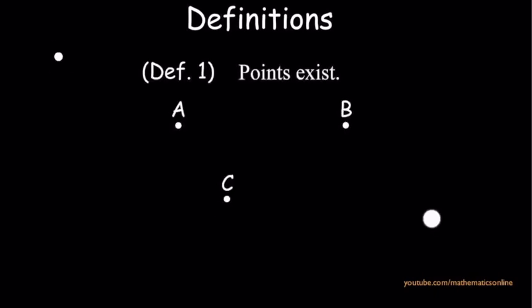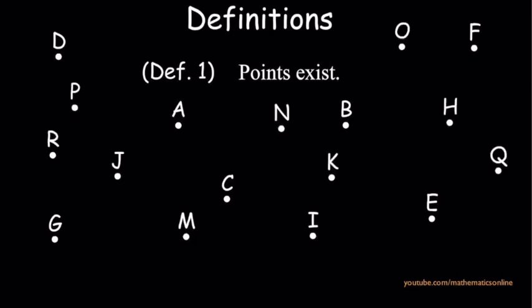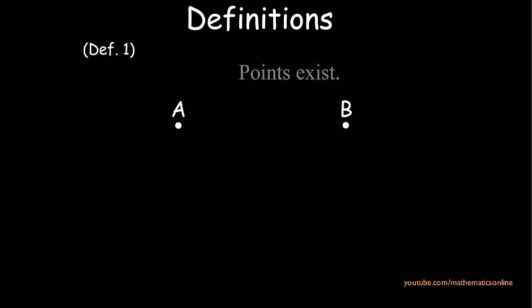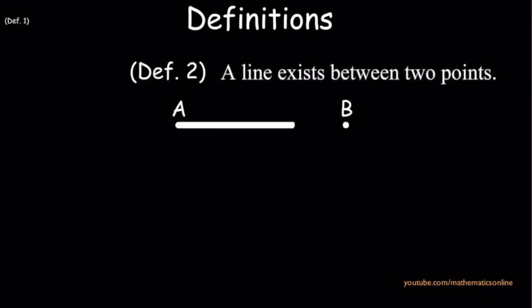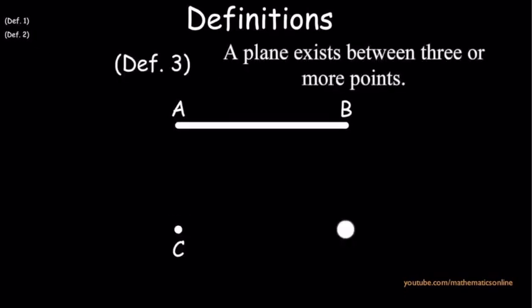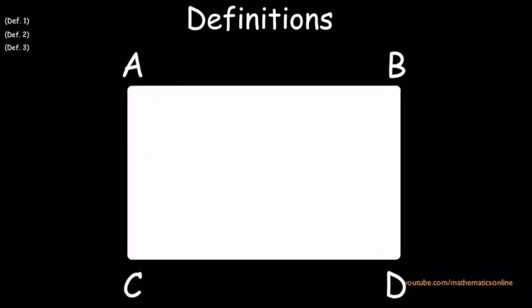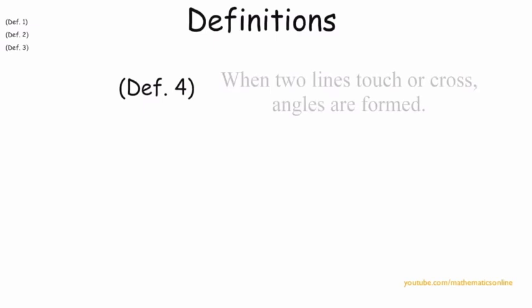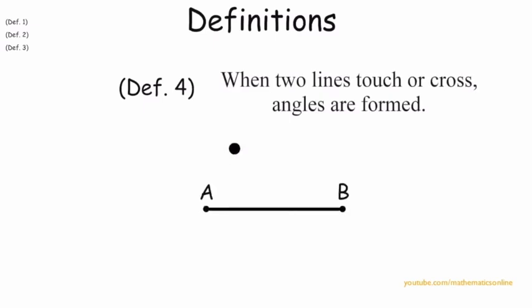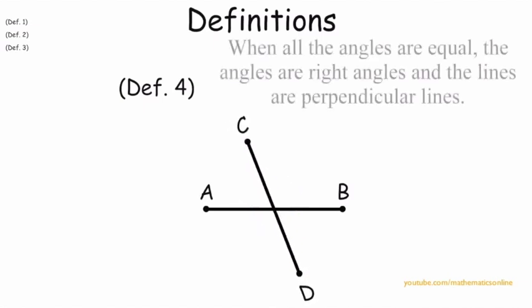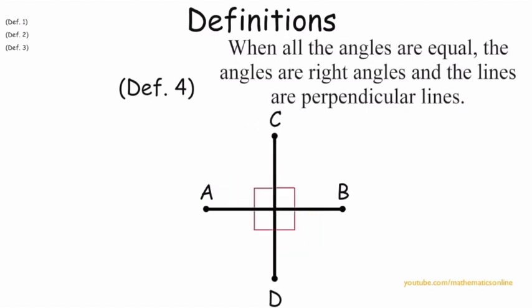So our first definition is points exist, and we label them with capital letters. Definition number 2, a line exists between 2 points. We call this line AB. Definition 3, a plane exists between 3 or more points. Definition number 4, when 2 lines touch or cross, angles are formed. When all the angles of the 2 lines are equal, the angles are called right angles and the lines are perpendicular lines.